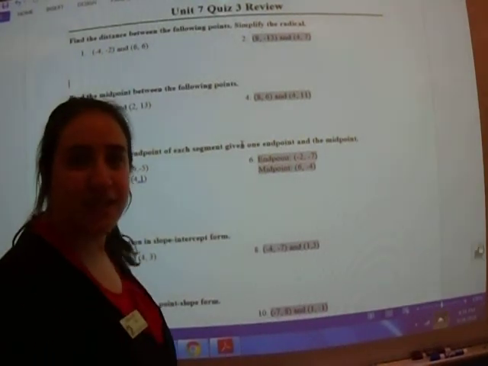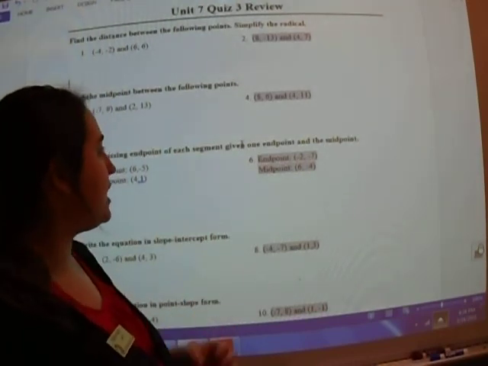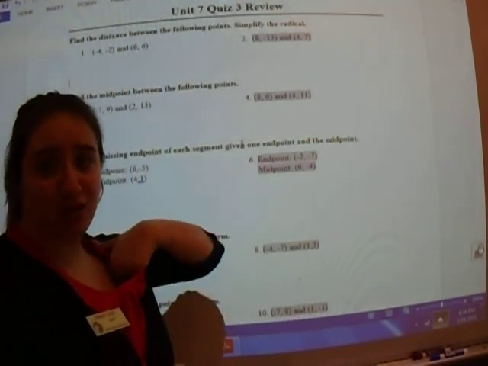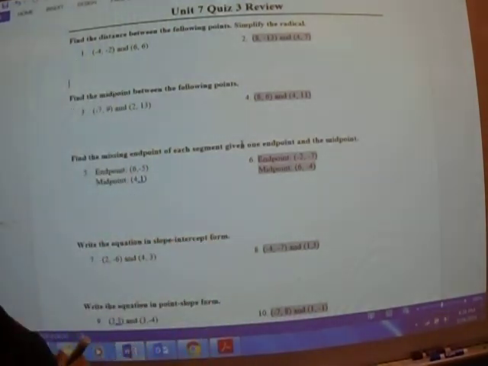Hey guys, we're going to get started on our Unit 7 Quiz 3 review. The questions highlighted in gray are ones that I'm not doing, but they generally have duplicates, so you'll be fine.